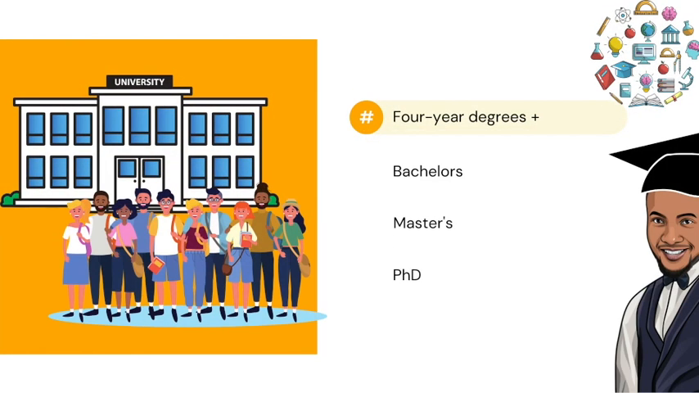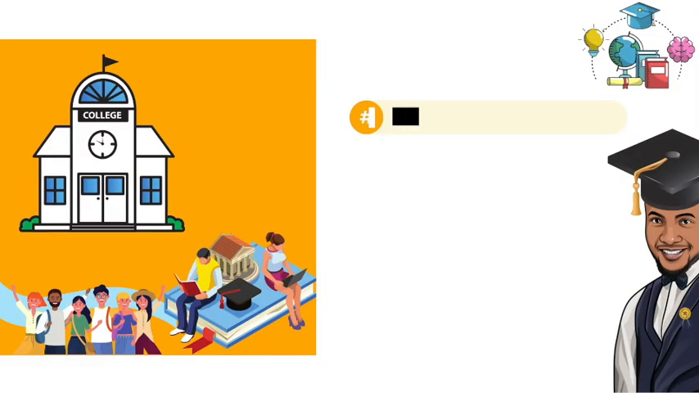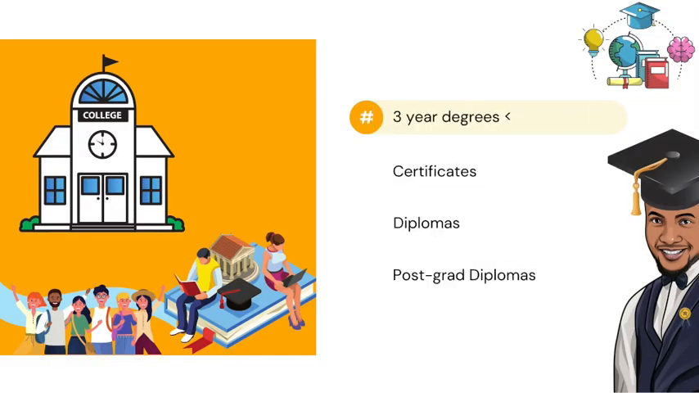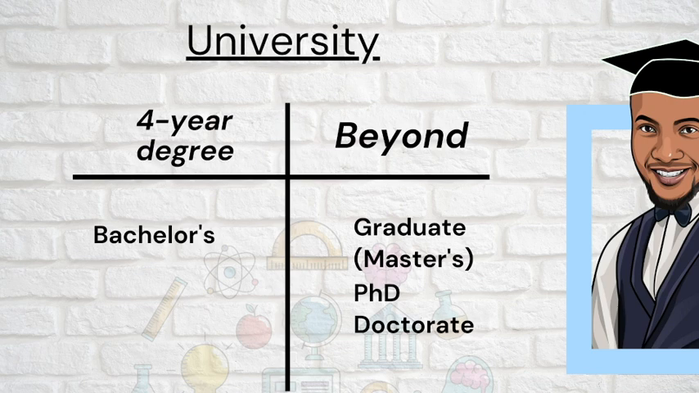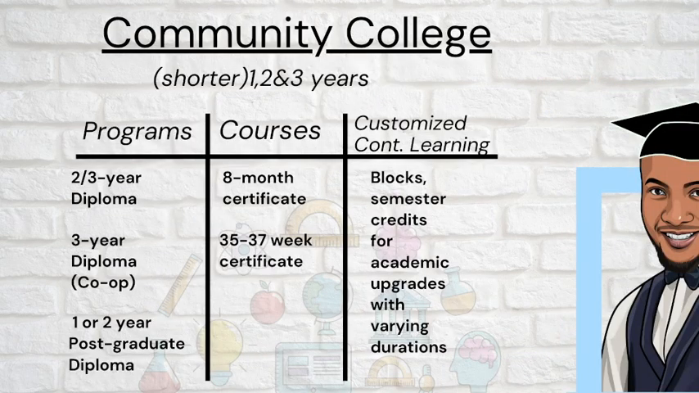What is the main difference between community college and university? Universities are authorized to bestow upon successful graduates a 4-year degree and beyond, while community colleges are only authorized to award up to 3-year diplomas and associate degrees. By a 4-year degree and beyond, I'm referring to a bachelor's degree, a master's degree, and of course, a PhD.